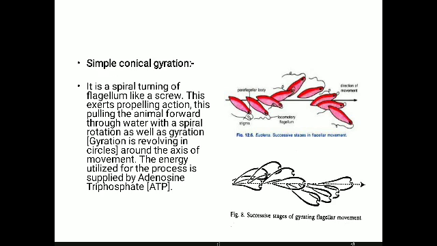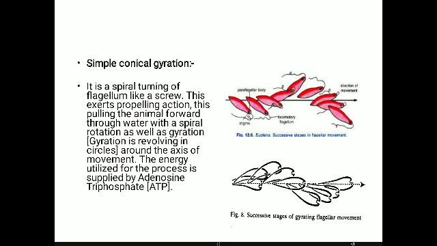The next one, the last one, is the simple conical gyration. Gyration here is the movement of the animal in a spiral manner along the movement axis. It is a spiral turning of the flagellum like a screw. This exerts a propelling action, pulling the animal body forwards in a water medium.